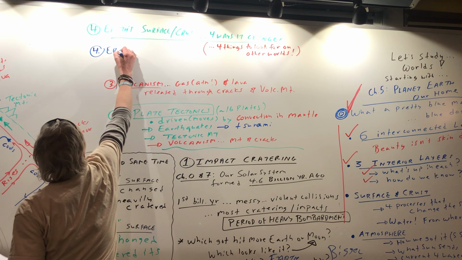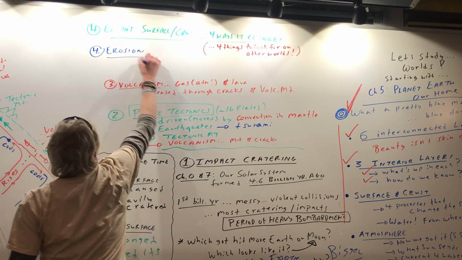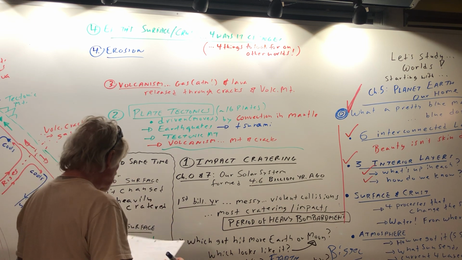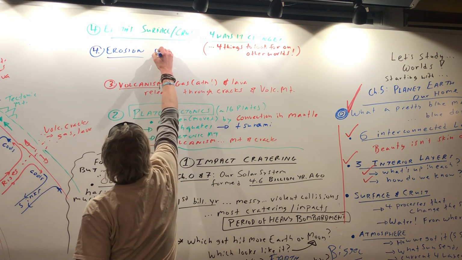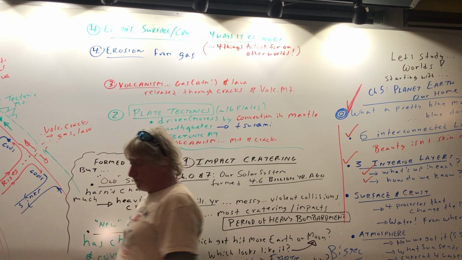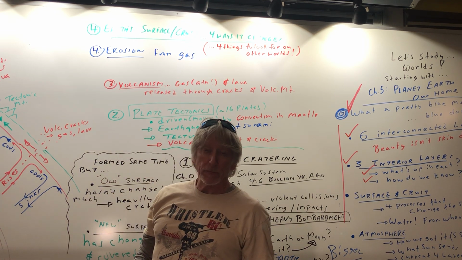Our surface, and perhaps the most obvious, is erosion. Leave something out, it erodes. Where do you erode from? You can erode from gas, like wind.